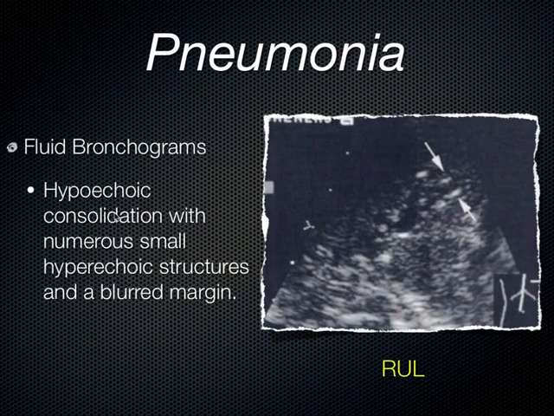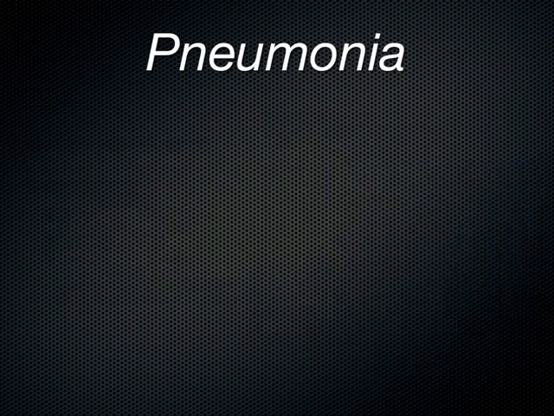And sometimes you get fluid bronchograms. Now these are hypoechoic consolidations, basically, with numerous small hyperechoic structures on the edges of them. And sometimes you'll see a little blurring of the margin. But these fluid bronchograms are seen within the lung parenchyma in patients who have a consolidation.